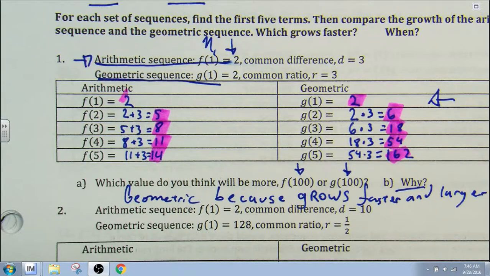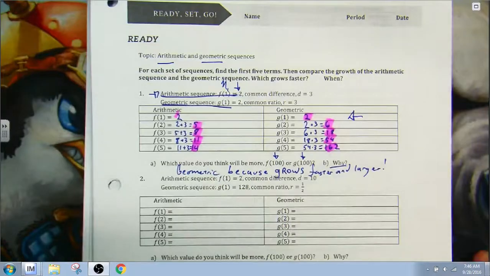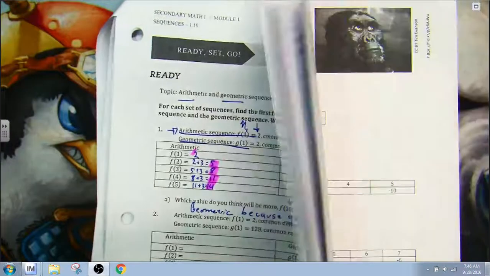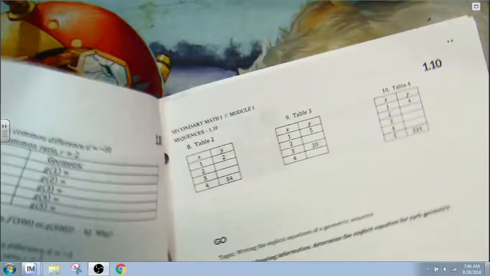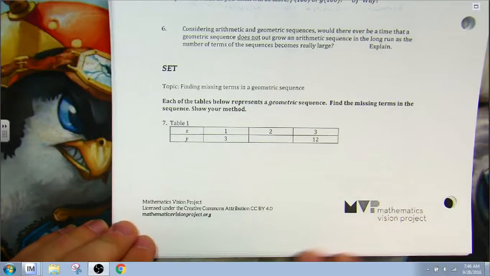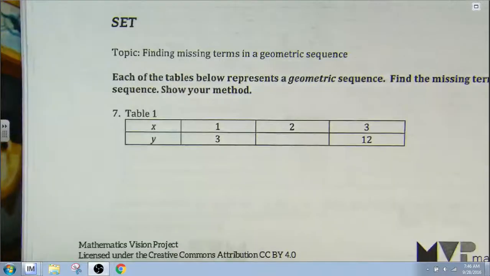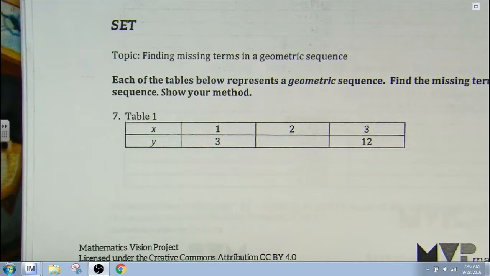Okay, so that's what you're going to be doing for this section. Let's zoom out a little bit and turn the page. Here, we're being asked to find missing terms in geometric sequences. And this is similar to what we did today in class.